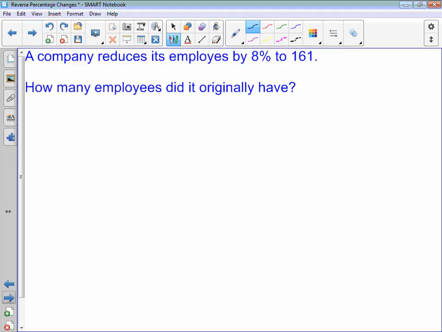One more percentage reduction, reverse percentage change. So a company reduces its employees by 8% to 161. If you do 100% take away 8%, you end up with 92%. This means that 92% is 0.92 as a decimal, as the multiplier you use.